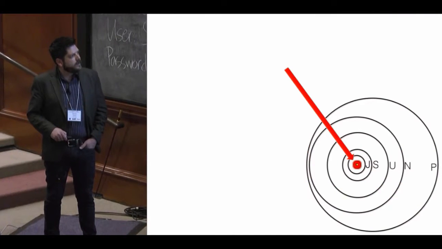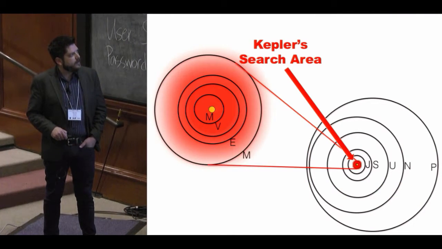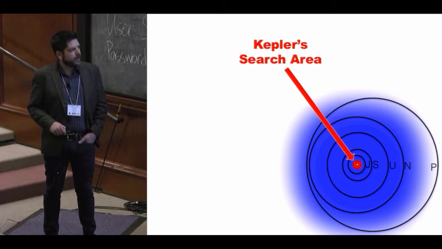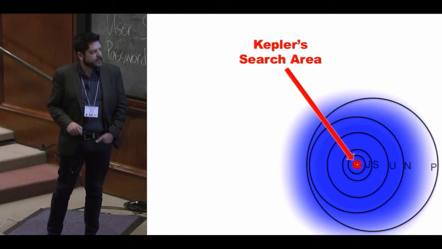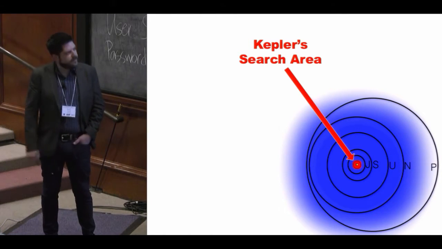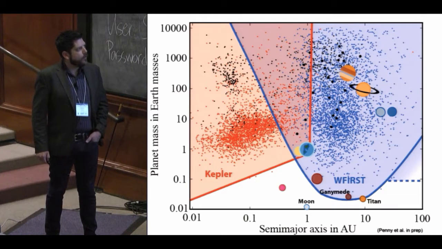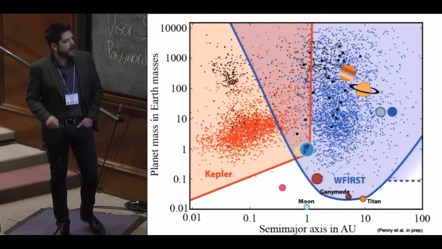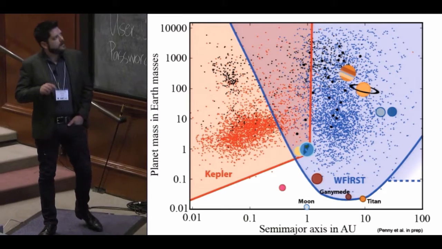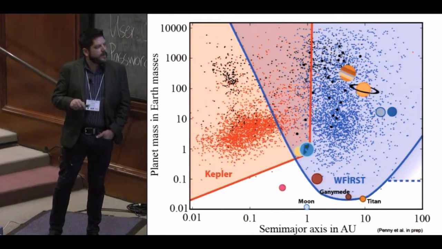So what do you expect? There's the Kepler search area again. Here's the WFIRST search area, basically completing the census. Now this is not exactly fair, as I mentioned. This is a more fair comparison. I call this the Penny plot. It's made by Matthew Penny. This is mass in Earth masses versus semi-major axis.